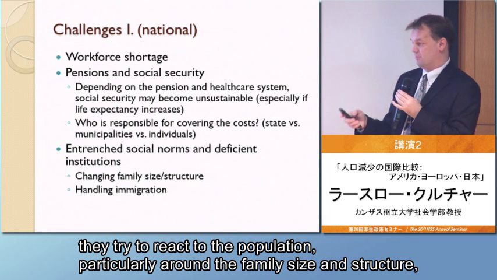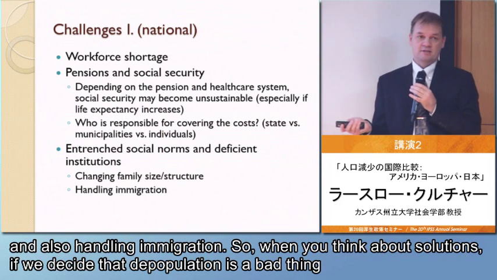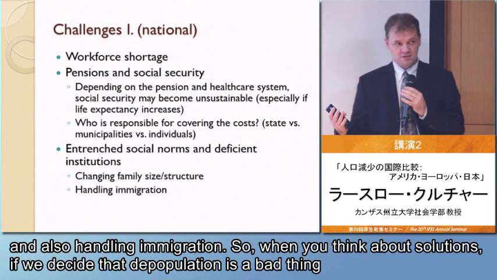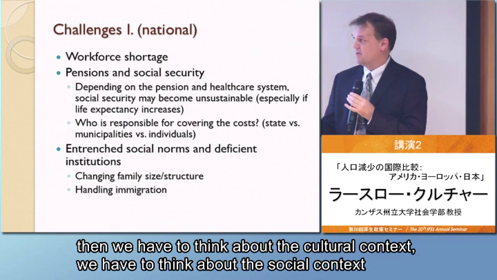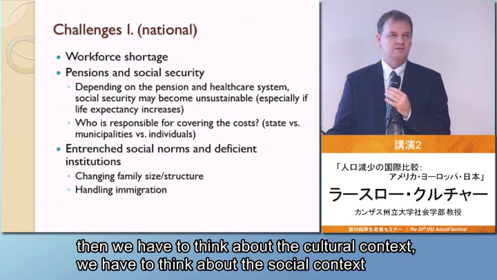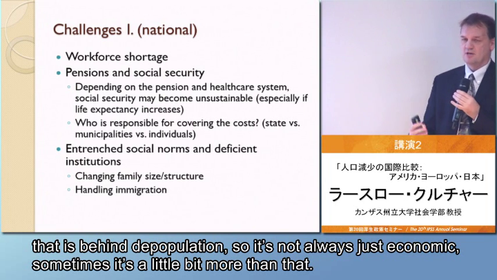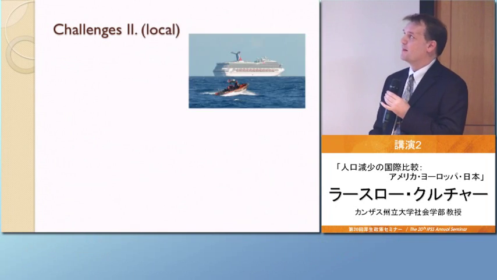We try to react to depopulation, particularly around the family size and structure, and also handling immigration. So when you think about solutions, if we decide that depopulation is a bad thing, then we have to think about the cultural context. We have to think about the social context that is behind depopulation. So it's not always just economics. Sometimes it's a little bit more than that.